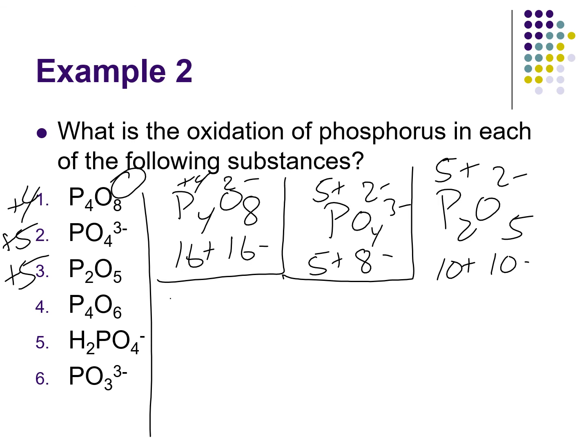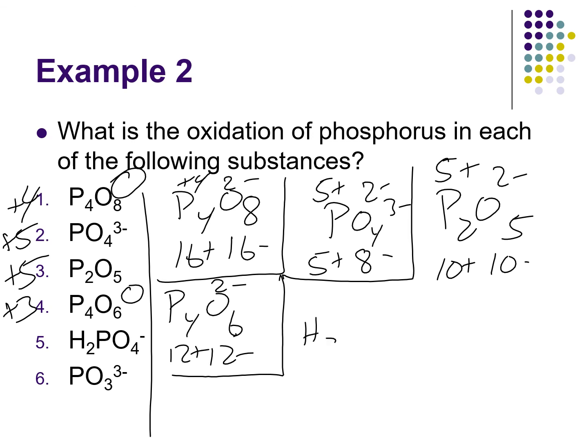Number 4, P4O6. There we go. Again, each oxygen is a 2 negative. There's 6 of them, so that means 12 negative total. Overall compound is neutral, so 12 positive. There's 4 phosphoruses, total of 12 plus, so each phosphorus has to be plus 3.